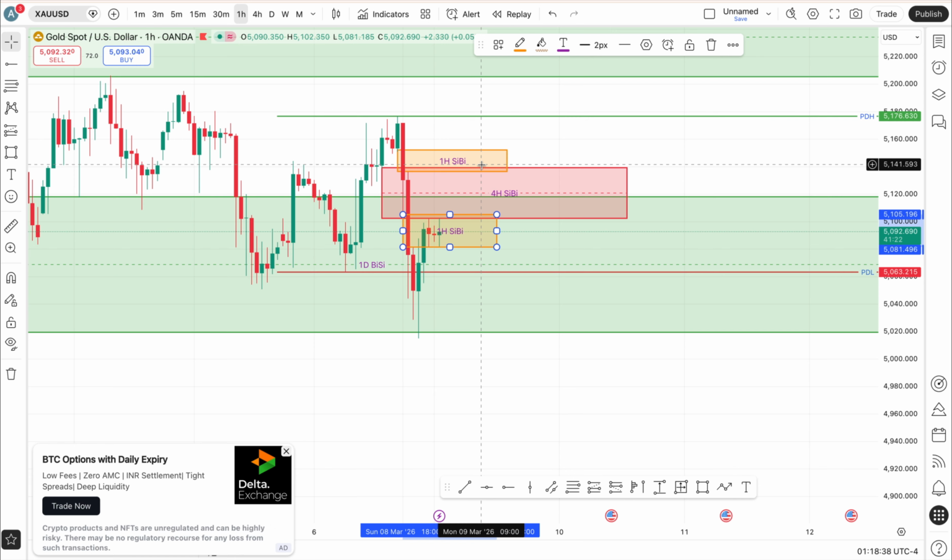So if price begins moving upwards, these inefficiencies can act as magnets where price fills the imbalance before deciding the next direction. The key is watching how price behaves when it reaches these zones. Does it reject and continue down, or does it fill the imbalance and stabilize?